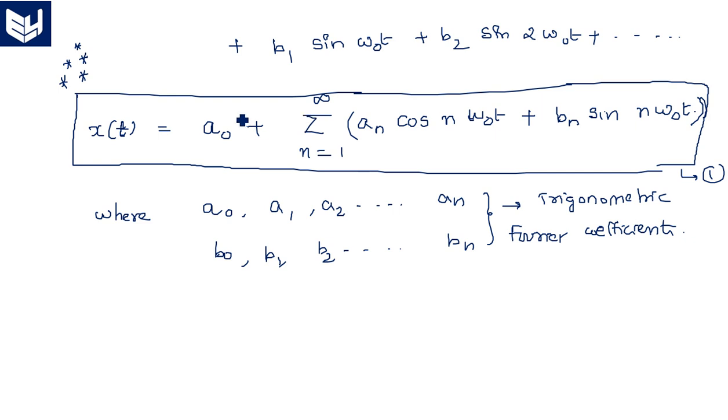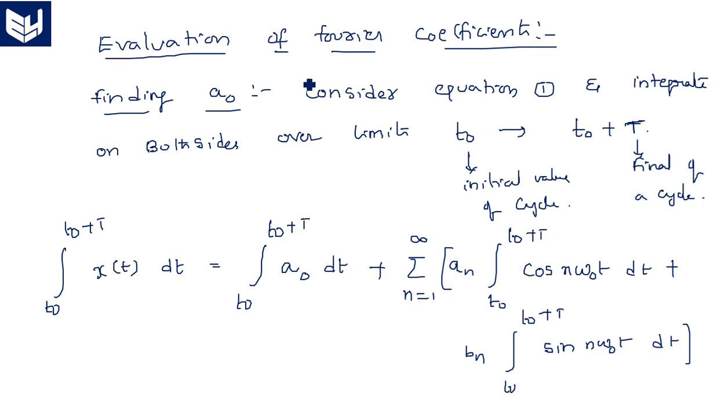In this, what do we need to evaluate? We need to find out what is a naught, what is a n, what is b n, and thereby omega naught. If you are able to calculate all these parameters and substitute them in this equation, then we will get x of t as a series of linear combination of these sine and cosine forms. In that process, we evaluated the Fourier coefficient a naught in the previous video.